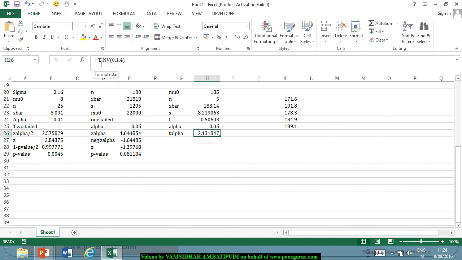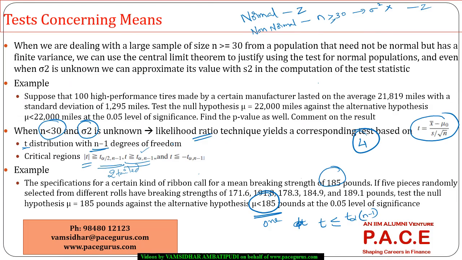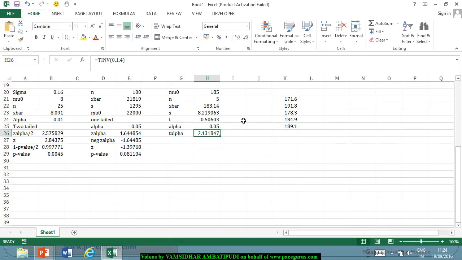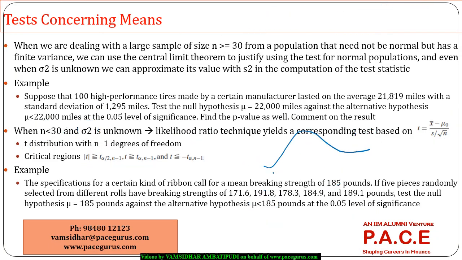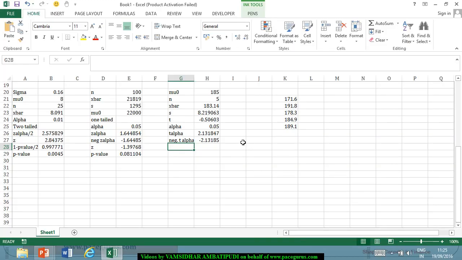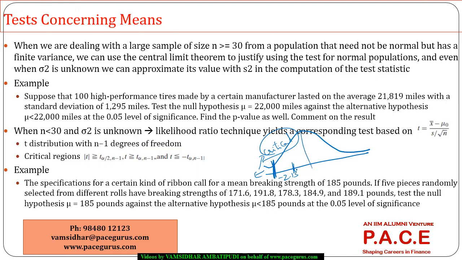And because I want the negative side, I'm looking at t less than minus t alpha, which is minus 2.13. Now my t value is minus 0.5. My critical region is lesser than minus 2.13. Whereas my t value of minus 0.5 is somewhere here, so it is not in the critical region, so I would not be able to reject the null hypothesis.